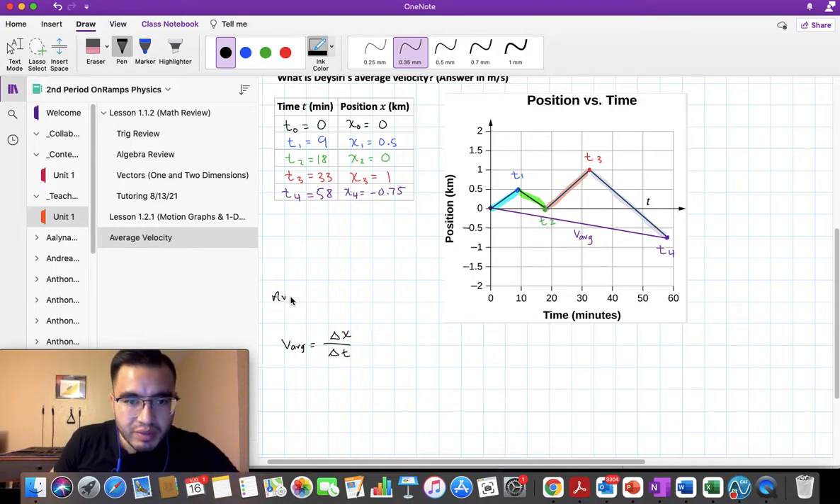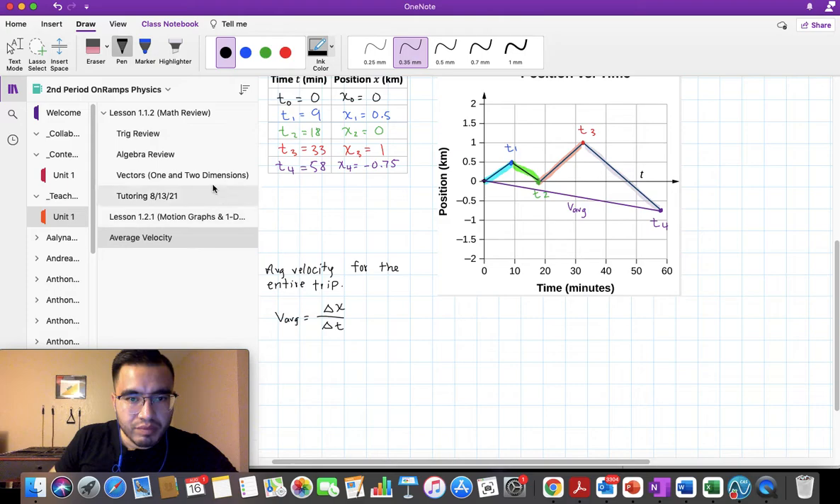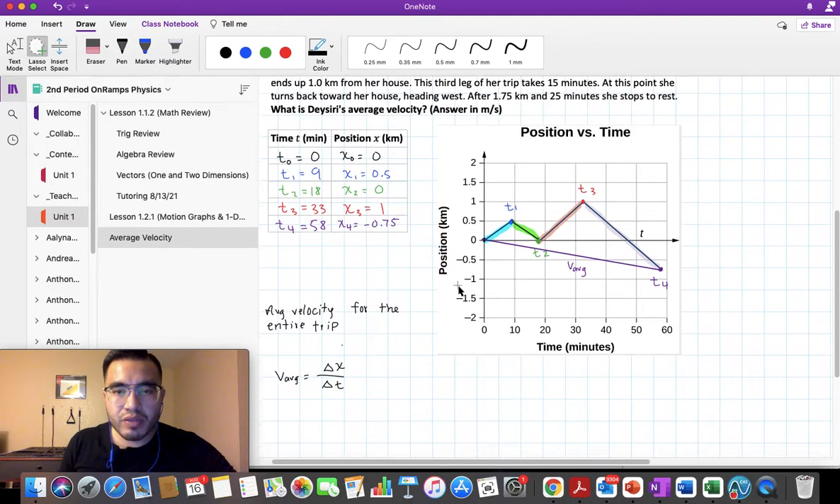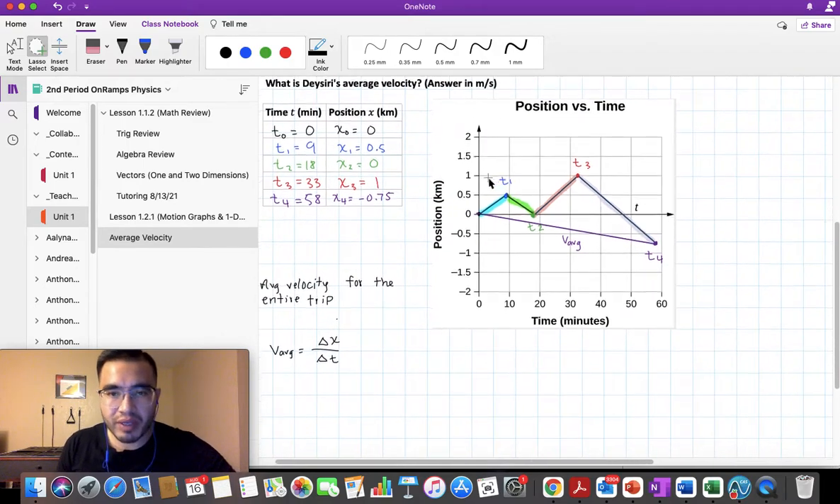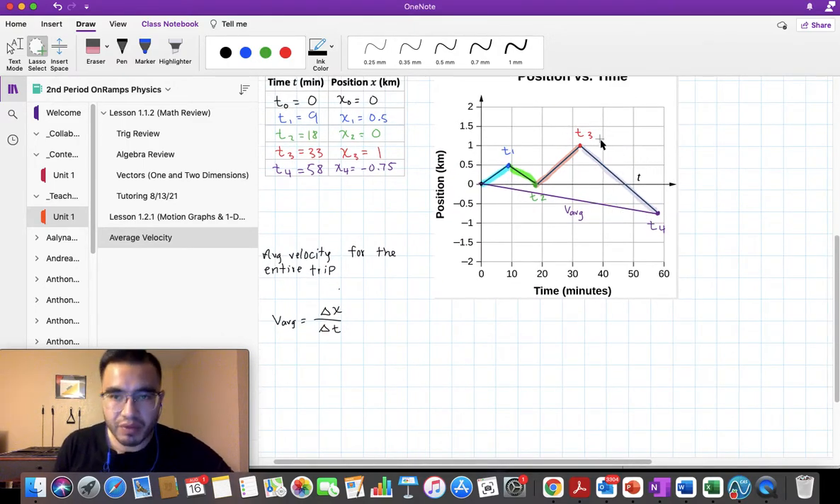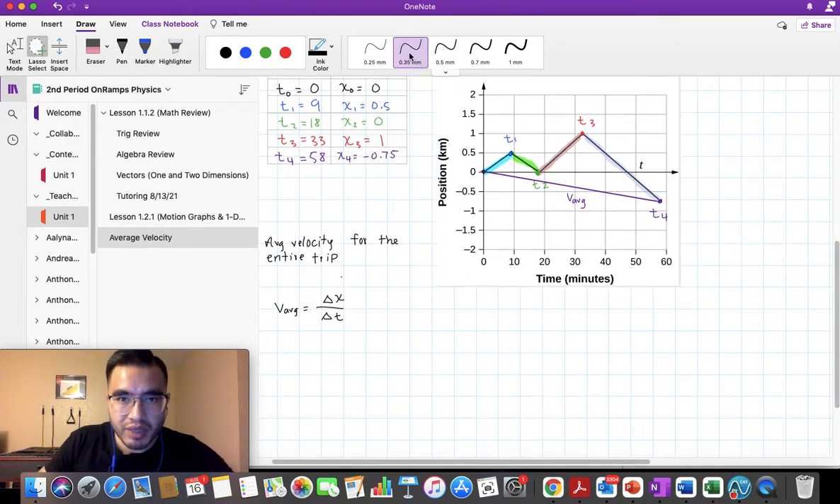Let me just state that this is for the average velocity for the entire trip. It's very important that we state that, okay? And we can assume it's the entire trip because they're not given as an interval like T1 to T3, or at 30 minutes, 40 minutes. So you're going to assume it's the entire trip.